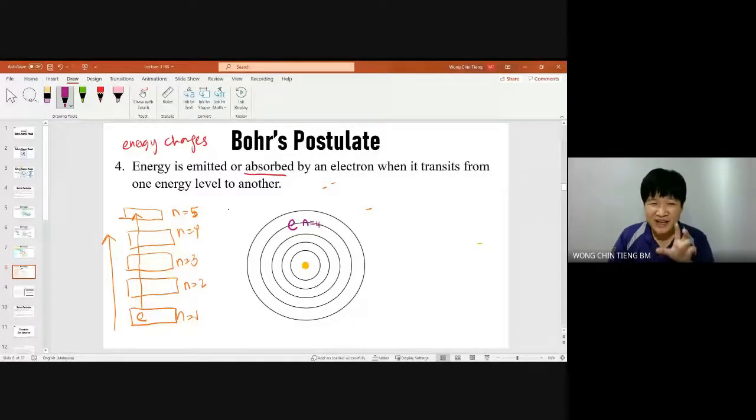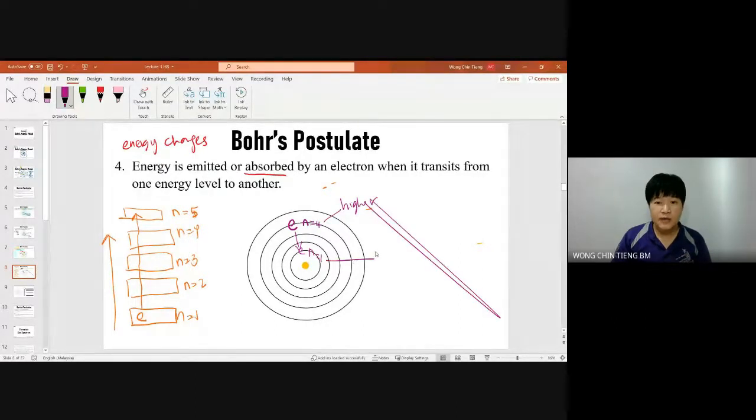Energy level, N equals to 4, ada elektron dan dia jatuh. So it can drop all the way to N equals to 1. So dia jatuh kepada N sama dengan 1. Bila dia jatuh kepada N sama dengan 1 kat sini, elektron drop. And your higher energy level and lower energy level masih konsep yang sama. That is still your higher energy level. That is still your lower energy level.